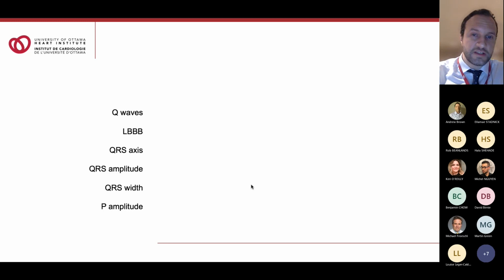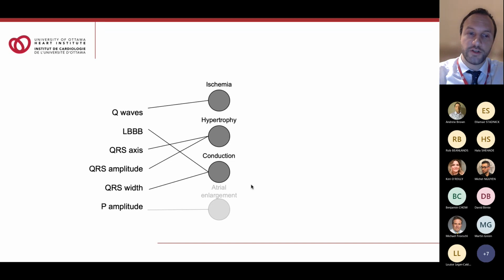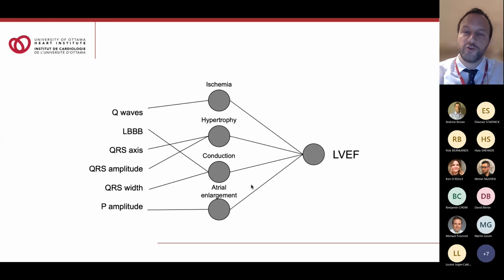What we could do is define higher level concepts, such as ischemia, with the presence of Q wave; hypertrophy, taking the QRS axis and QRS amplitude; conduction disease, with the QRS width or the presence of left bundle morphology; and the P wave amplitude for left atrial enlargement. And then as a second step, take these higher level concepts and combine them to predict ejection fraction.